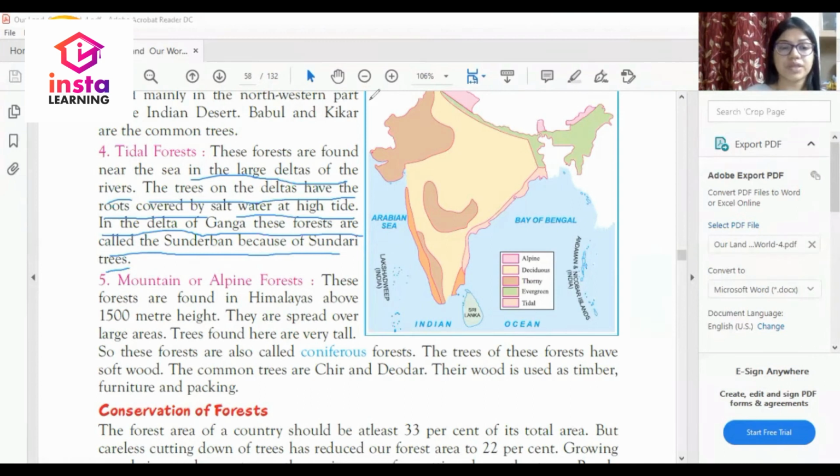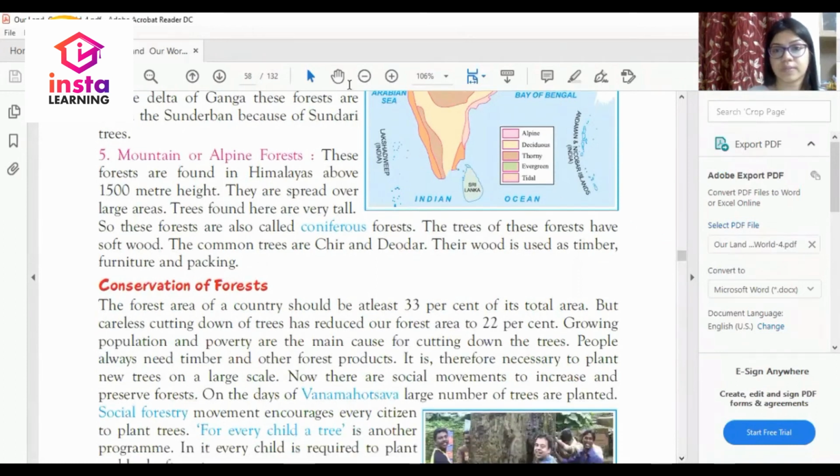So the next one is mountain or alpine forest. Let's discuss it. Mountain or alpine forest. These forests are found in Himalayas above 1500 meters height. They are spread over large areas. Trees found here are very tall. Very tall trees are found.